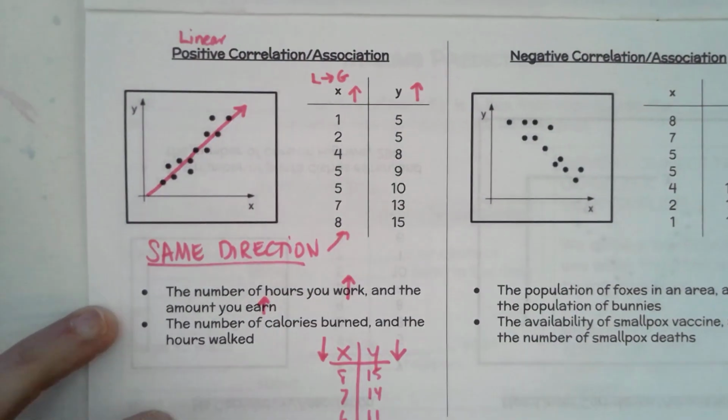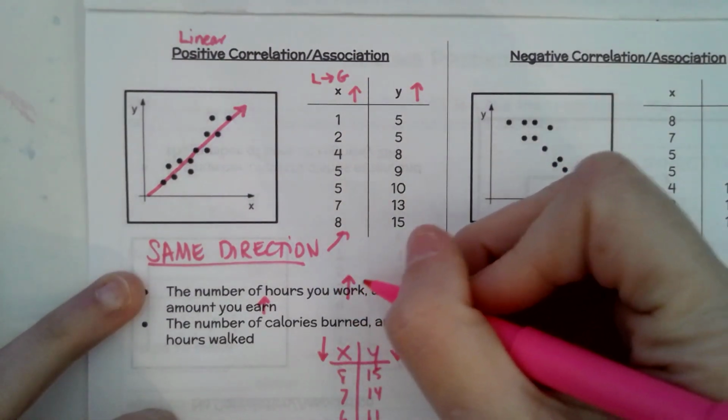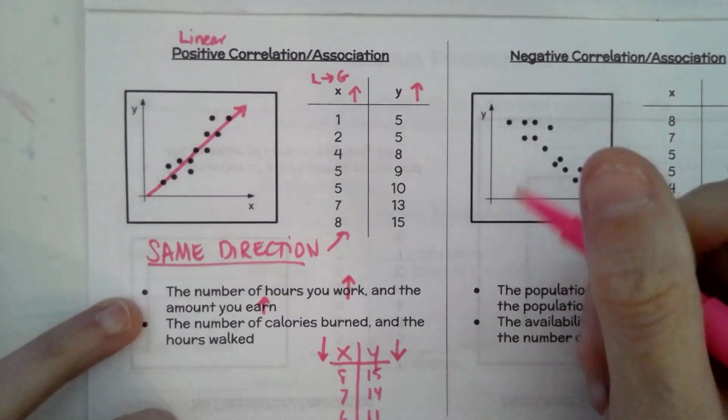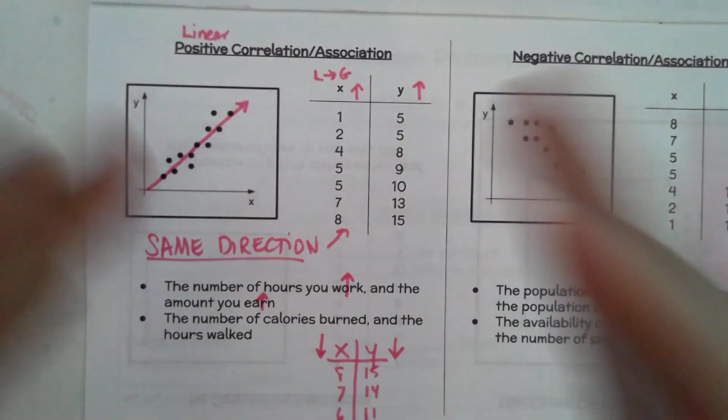Okay? Now, likewise, let's think about this. If I work less hours, what am I going to do? I'm also going to earn less money. Both a positive correlation because they're moving together.